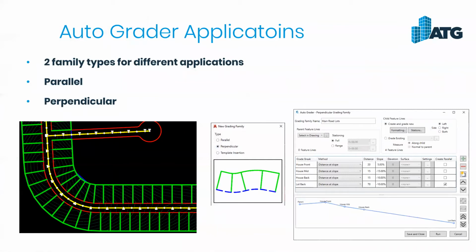The other main application that we're going to be able to take advantage of is a perpendicular grading family. The example I'll be using today is going to be a subdivision workflow. We'll be starting with some already defined elevations off of a feature line representing our right-of-way. And then we'll talk about a couple of different ways that we can go through and actually grade these lots.